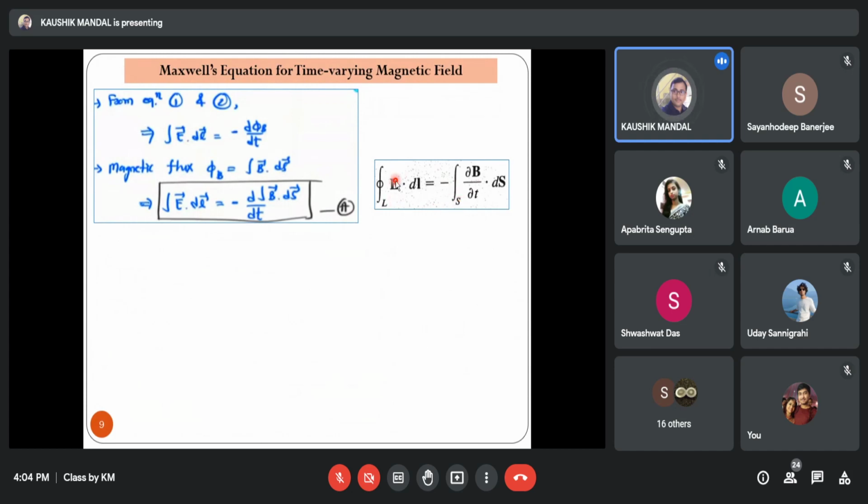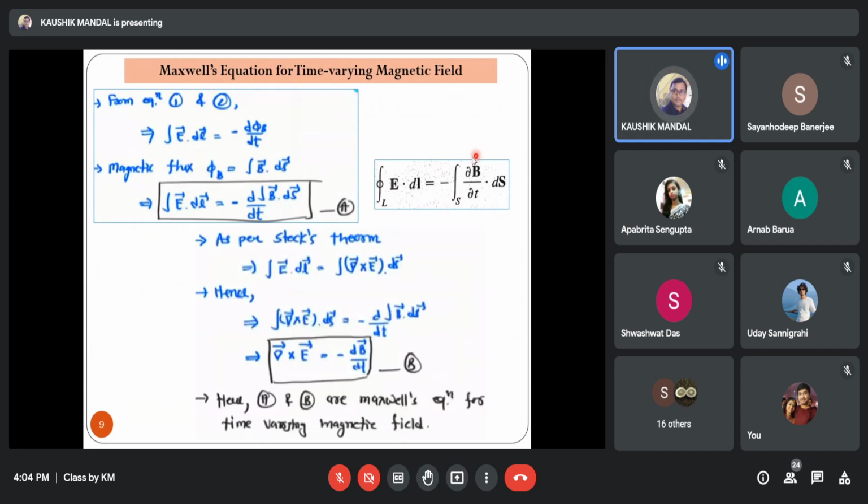E dot dl, the line integral on the closed loop; this sign represents the line integral over a closed loop. E dot dl equals minus del B by del t dot ds. So this is the integral form of Maxwell's equation for the time varying magnetic field. Now we have to find the differential form from this integral form.